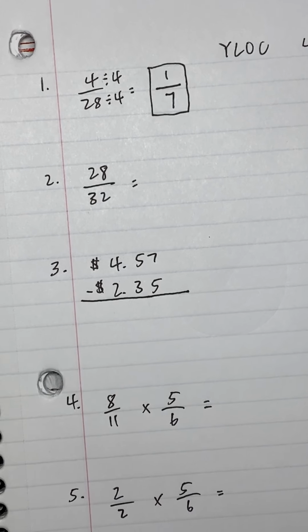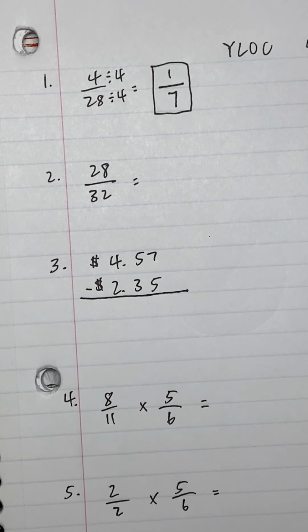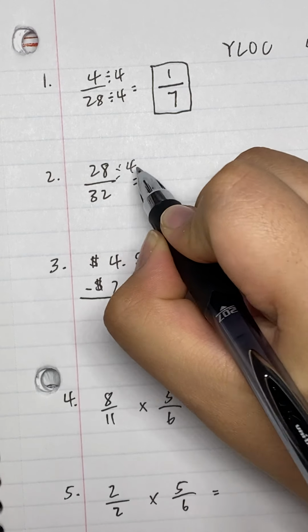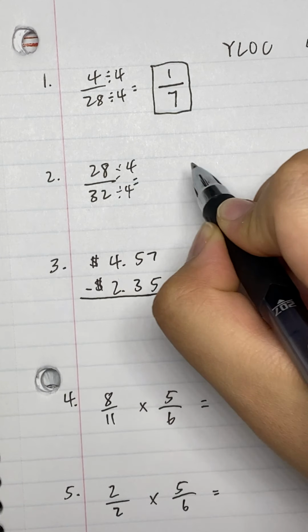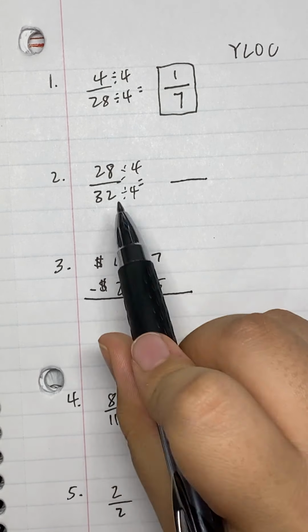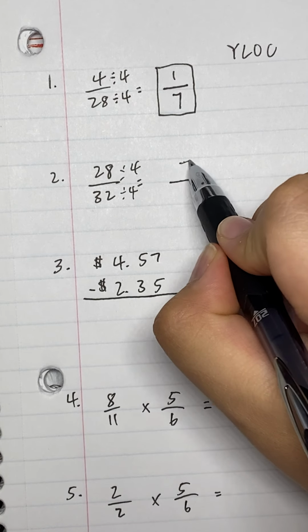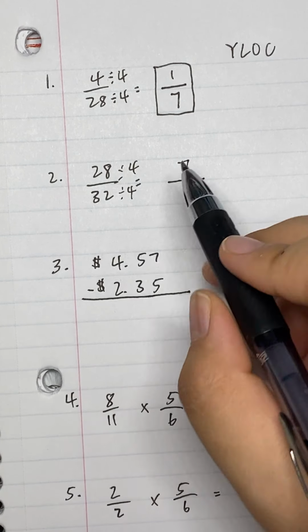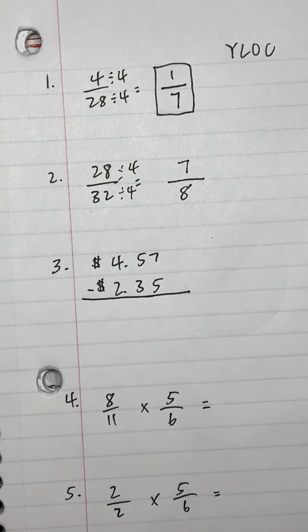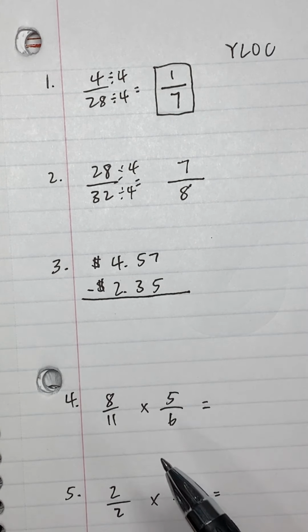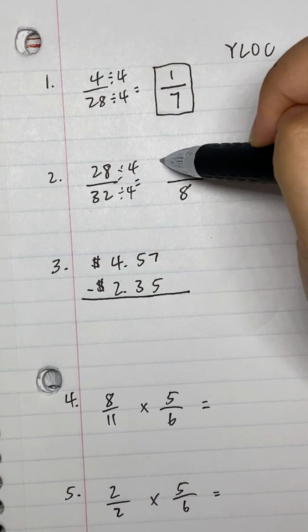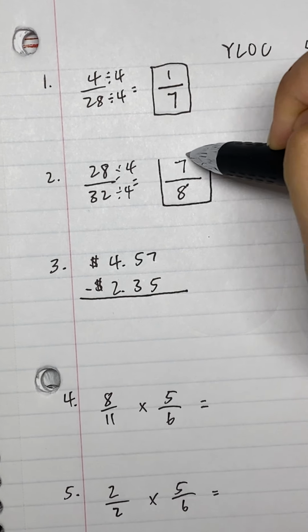Next, we have number 2. You ask yourself the same question. What can both top and bottom be divided by? So we can divide by 4. Again, top and bottom. So you draw your line. 28 divided by 4 is 7. And 32 divided by 4 is 8. You ask yourself again, can this be divided any further? And it cannot. So this is your final answer.